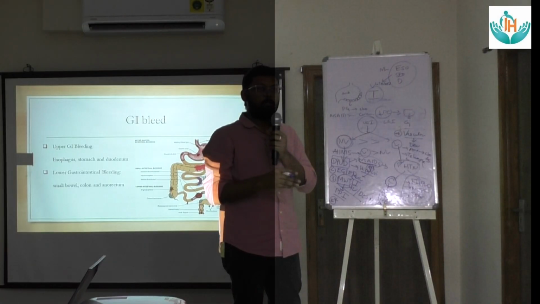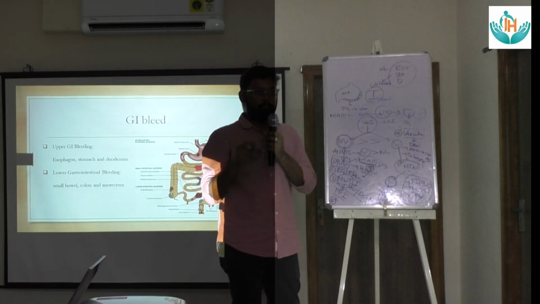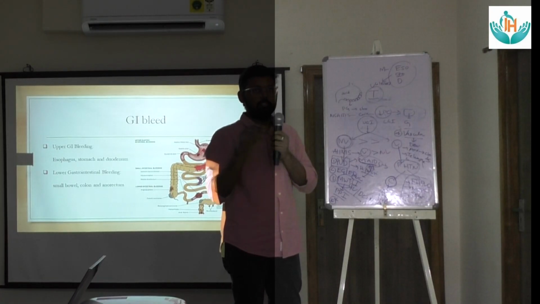So after doing a polypectomy, the patient can bleed, or the patient may not bleed. There are early and late bleeds. Early bleed is within the first 2 days. 2 to 14 days is called a late bleed.